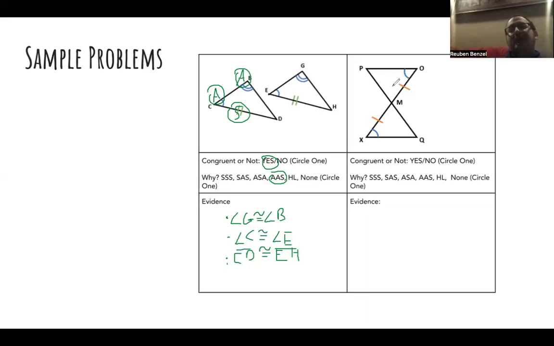The one on the right is a less basic one. On the surface, it looks like we only have two pieces of evidence. So I've got an angle, and then I have a side that's marked. But we do want to pay attention to the middle in here, and let me just highlight this a little bit more.